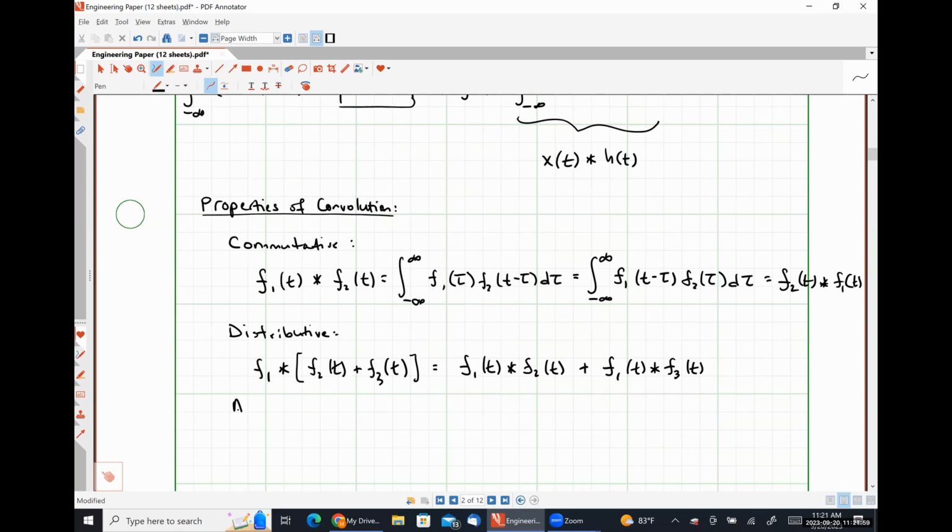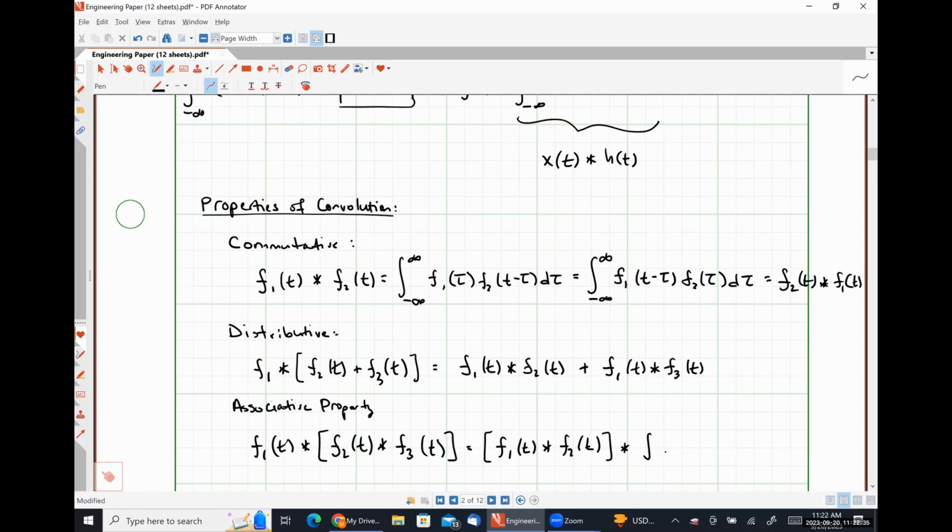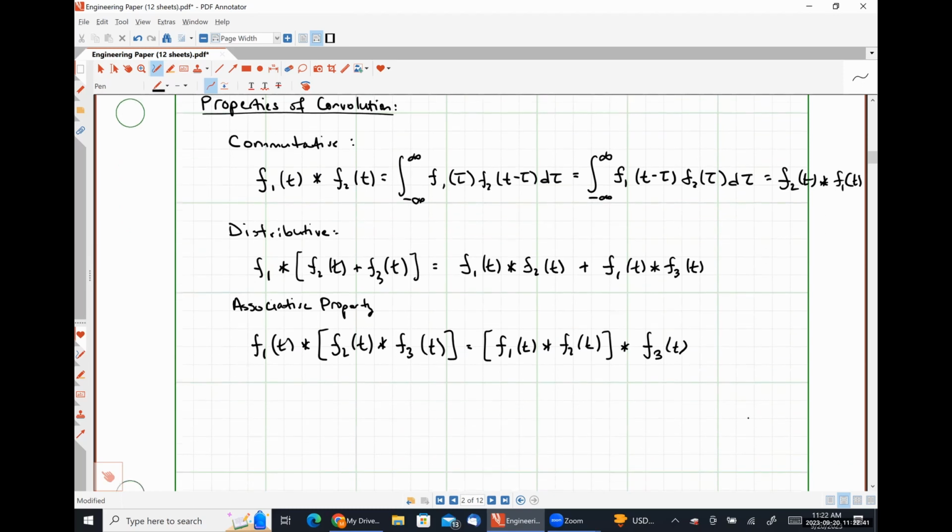We also have the associative property. So f1 convolved with f2 convolved with f3 is the same as f1 convolved with f2, sorry, it should be a t, convolved with f3.